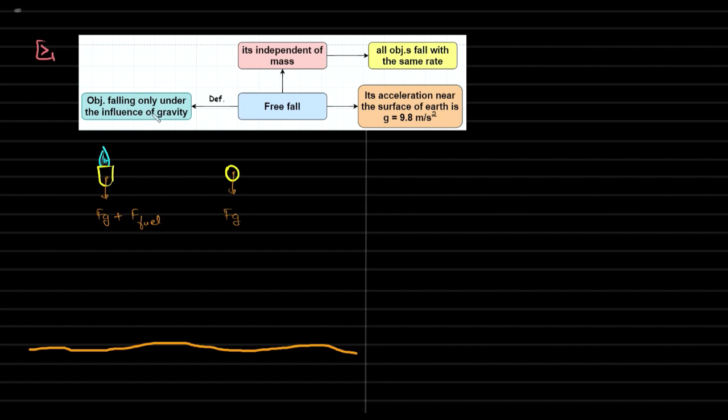An object that falls only under the influence of gravity is said to be under free fall. There are a few facts about free fall. It is independent of the mass. What does that mean? All objects fall at the same rate.